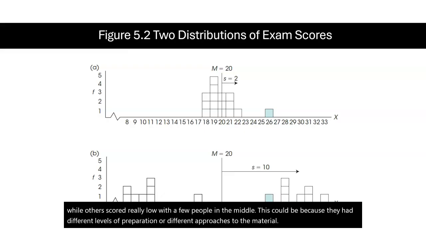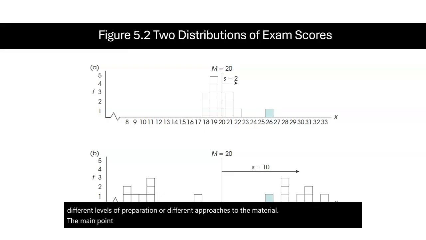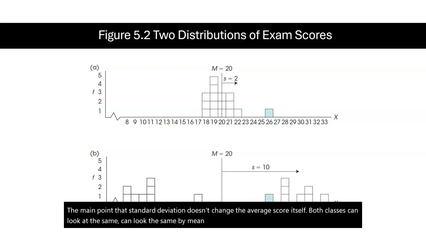The main point is that standard deviation doesn't change the average score itself. Both classes can look the same by mean alone, but the standard deviation tells you whether those scores or opinions or responses are tightly grouped or scattered apart.